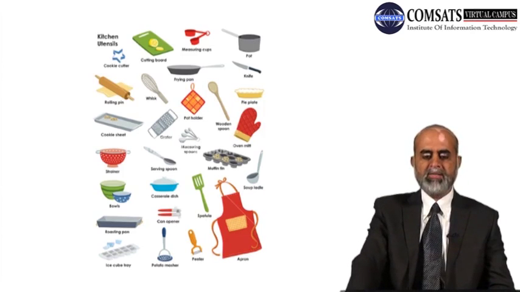Then we have strainers. Strainers, which we call छलनी in Urdu. We have the serving spoon. We have measuring spoons. We have a muffin tin.